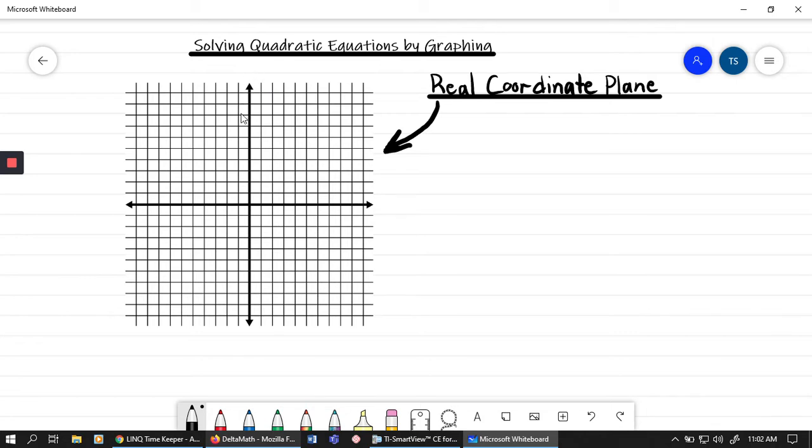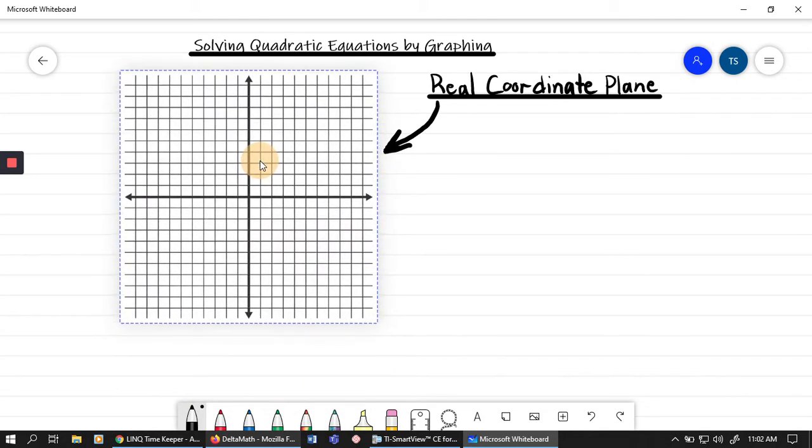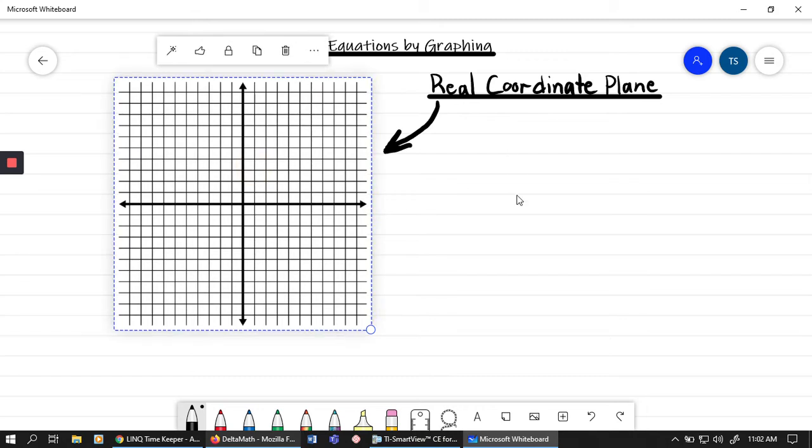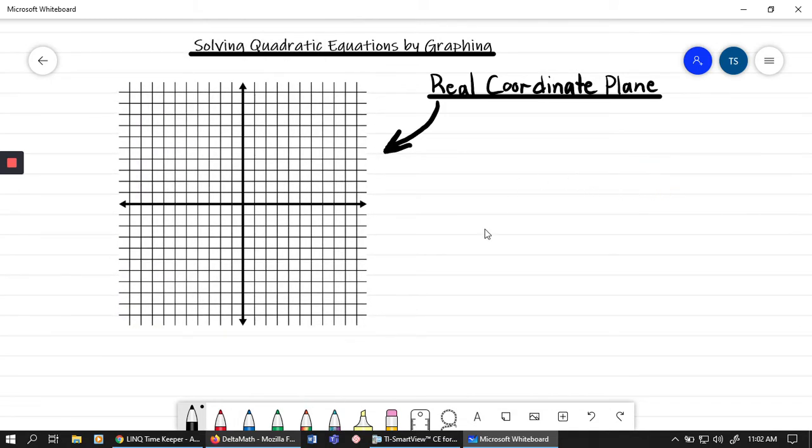So the first thing that you need to remember about using the real coordinate plane is which one of these is the x-axis and which one is the y-axis. I'm going through this because when we're using this technology for solving quadratic equations, you need to know. Otherwise, you're not going to be able to solve quadratic equations by graphing. So I just want to make sure that you've got the basics, even if some of you already remember this.